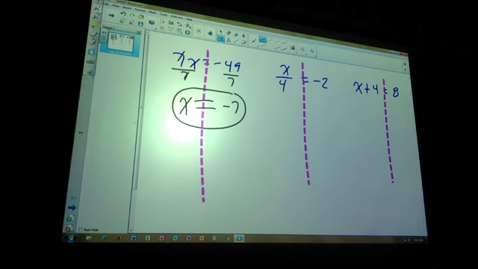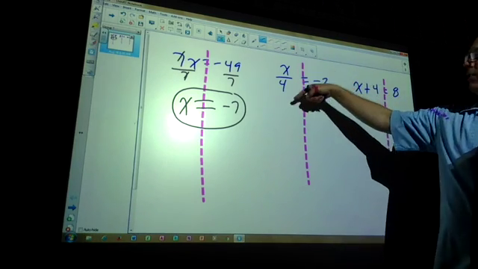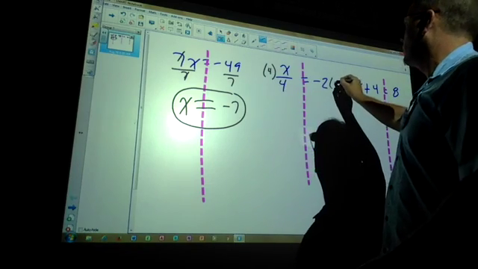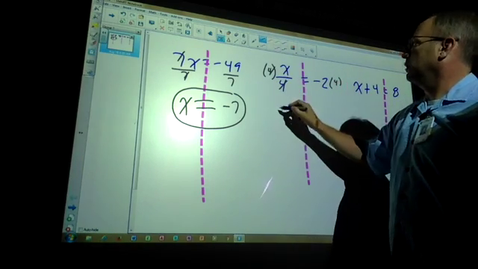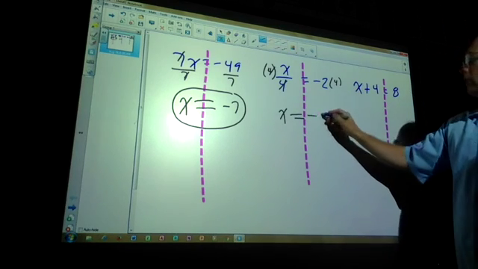Multiply by 4. So why am I multiplying, though? You're absolutely right. Because it's technically x divided by 4. So if I undo that, I will multiply both sides times 4. This is going to reduce here. So I'm going to get x is equal to negative 8. I like it.